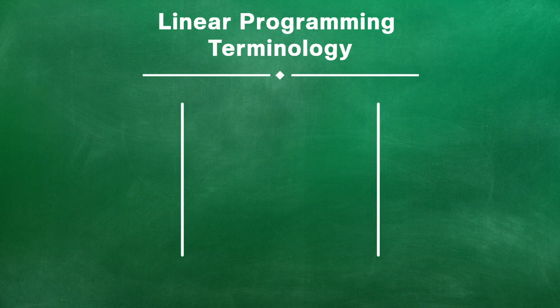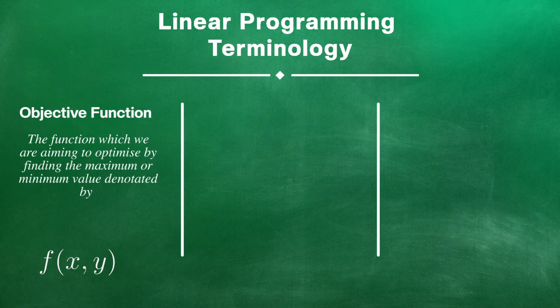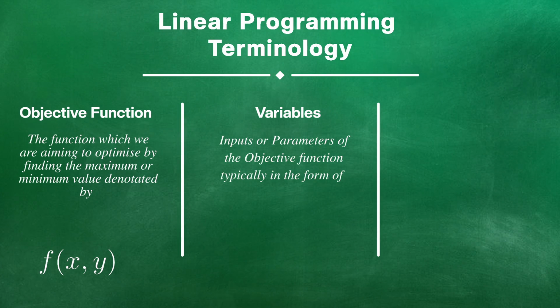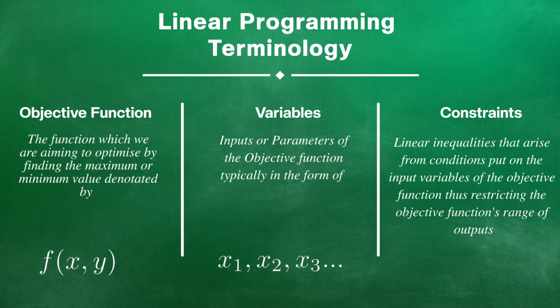We call what we intend to optimize, that is, maximize or minimize, the objective function, which we can denote as f of x. Variables are things you can control and are inputs into the objective function, which we will call for now x1, x2, x3, and so on. Constraints are functions which constrain the values that f of x1, x2, x3 can take.